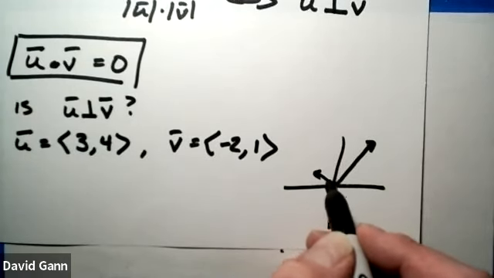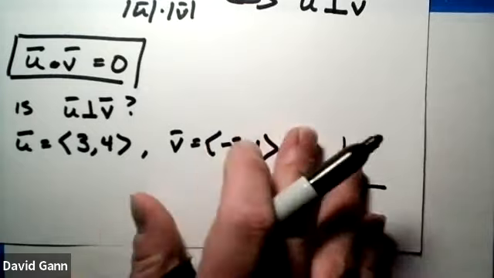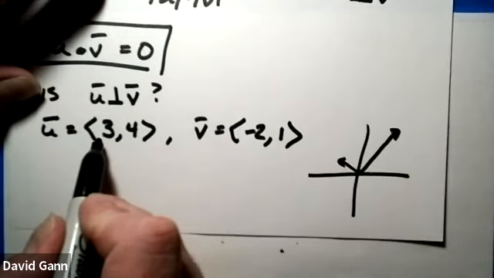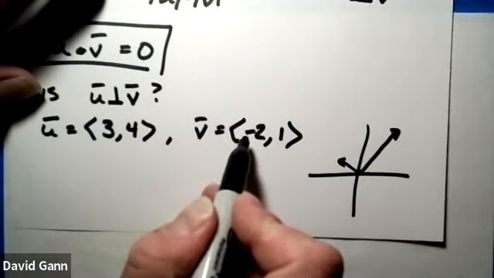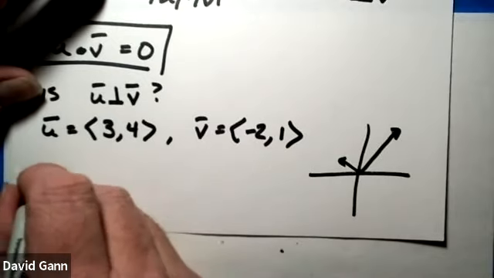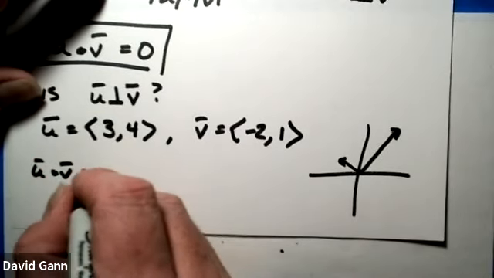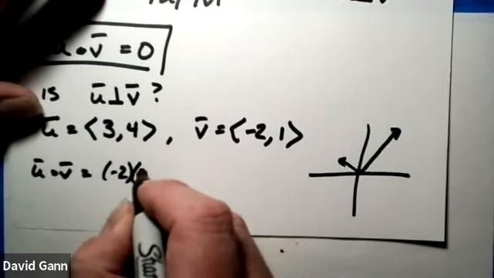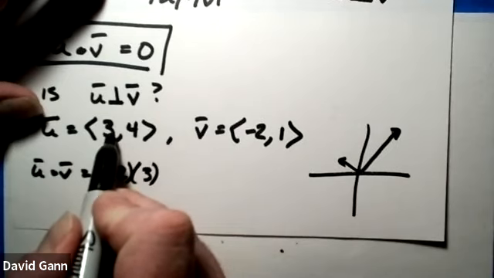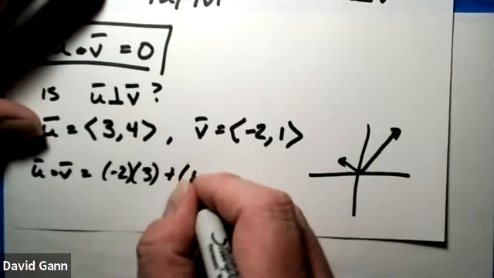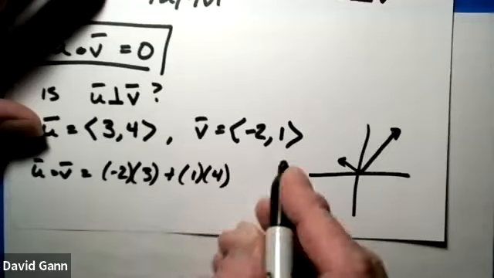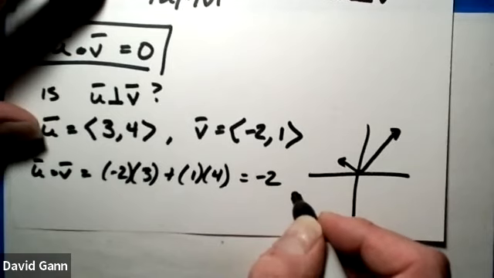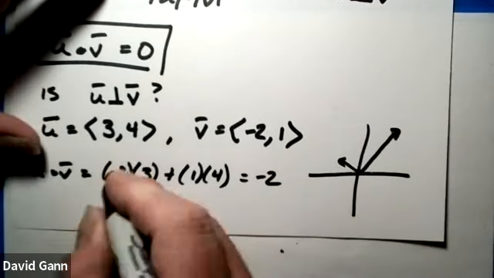Now, it's possible that these are orthogonal, but this is really the test. So if we run this test, let's see. If we take the dot product, we multiply the two components together. So we have U dot V equals what? -2 times 3, and then plus 1 times 4. And notice that this equals -2. So it doesn't equal 0, which tells you that these two vectors are not orthogonal.